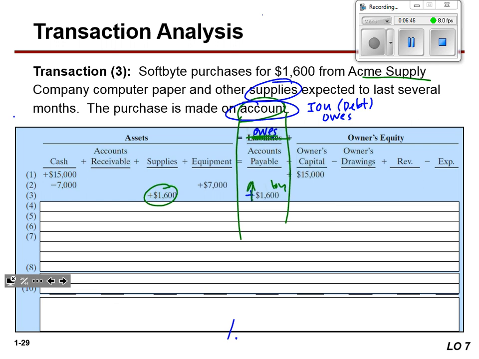What do you think would happen when we pay part or all of that liability? You'll see it go down, but how are we going to pay the bill? Cash will go down.